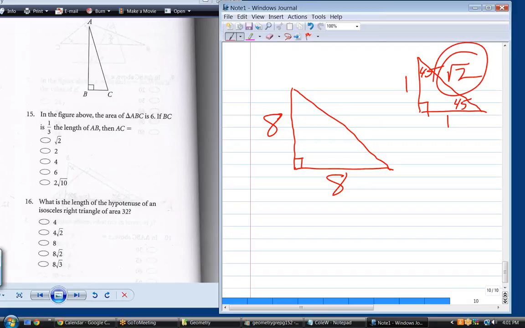8 times the square root of 2? Yeah, 8 root 2. Okay. Which is one of the answers. But notice that to me, that's the easier way to solve it. And it's only easier if you have this memorized. But you want to get these memorized as quickly as you possibly can.